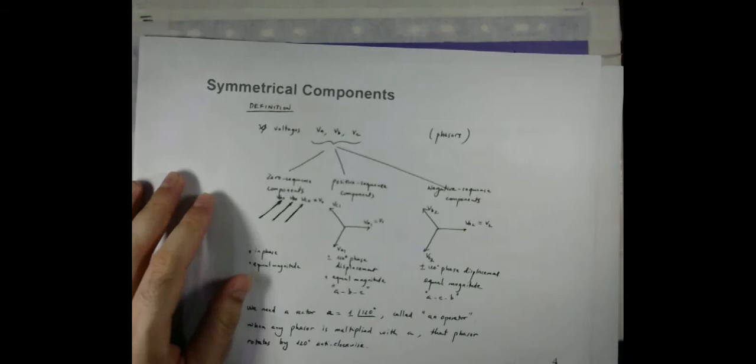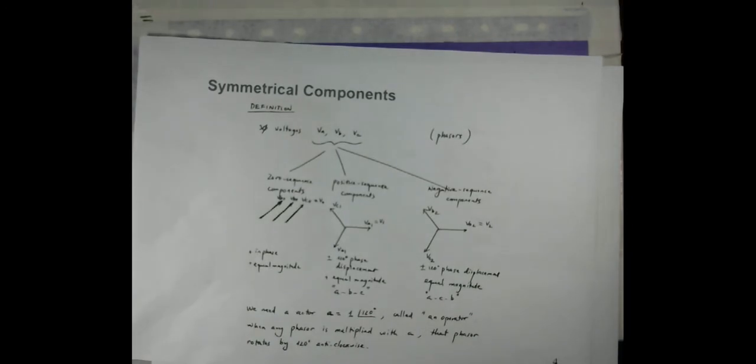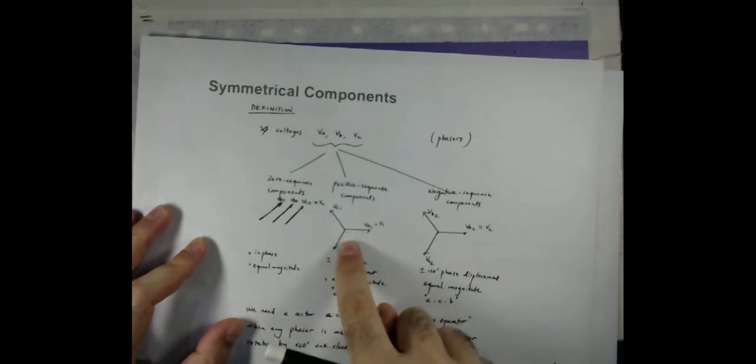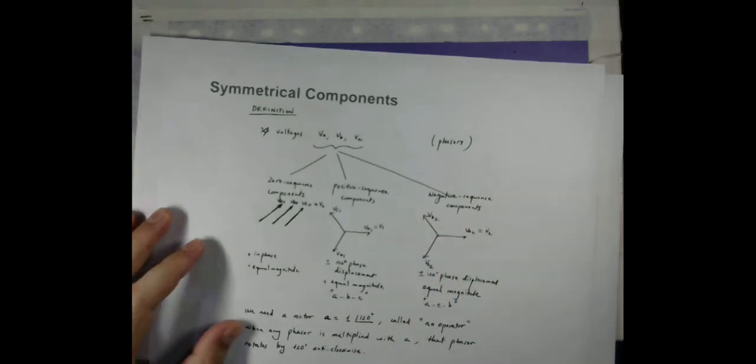Now I have discussed the positive and negative sequences with the help of this operator: if we call this vector V1, how one can write VC1 and VB1, and similarly for the negative sequence. We have discussed that now.